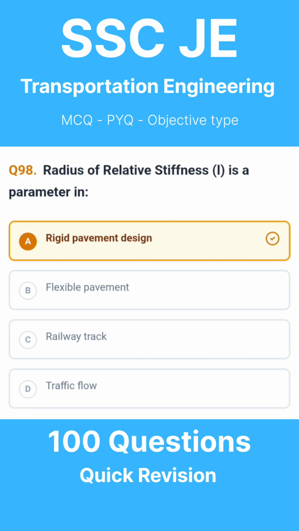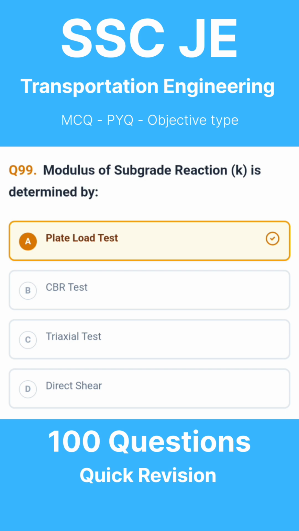Question 98. Radius of relative stiffness L is a parameter in. The correct answer is rigid pavement design. Question 99. Modulus of subgrade reaction K is determined by. The correct answer is plate load test.